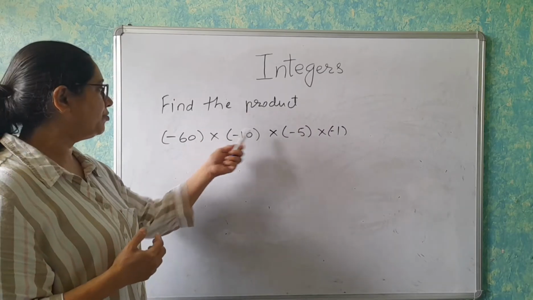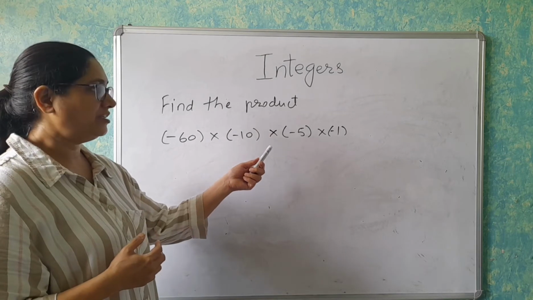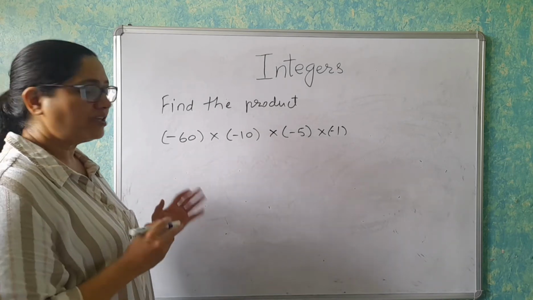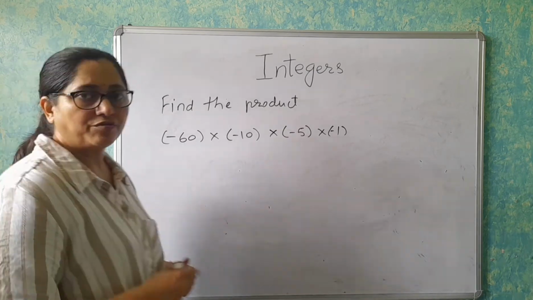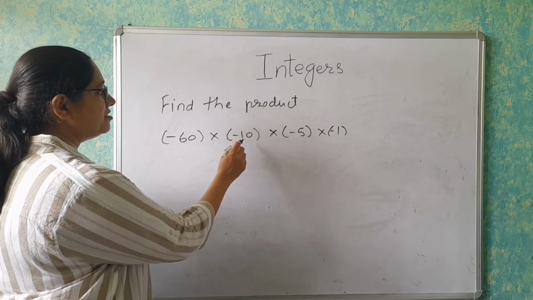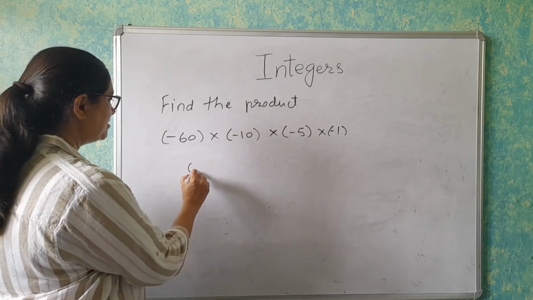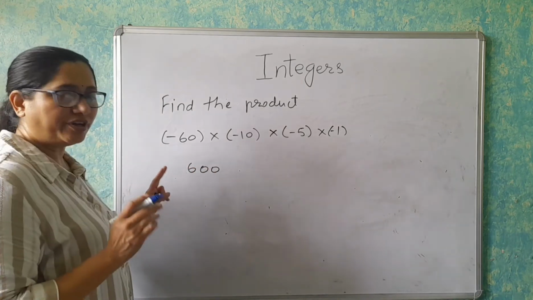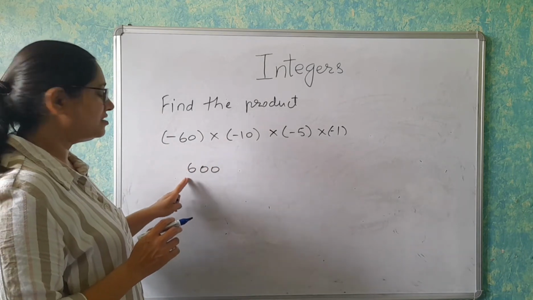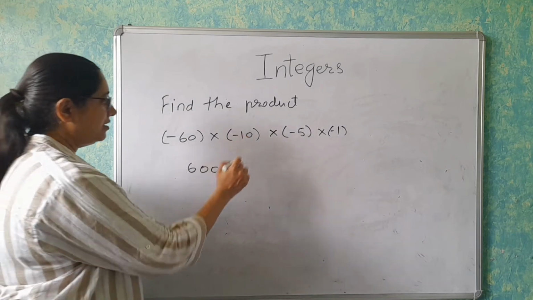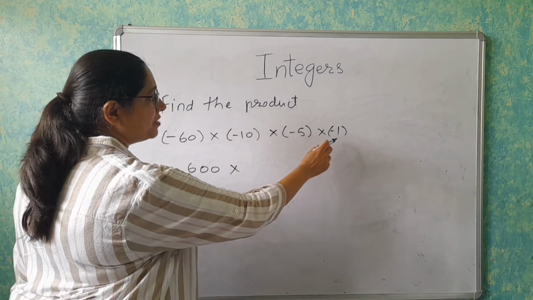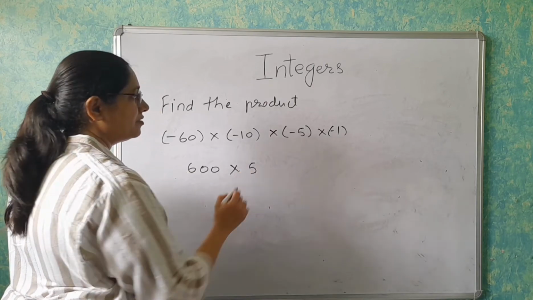Again, we have to find the product of these four integers. See, there are four integers, so associative law cannot be applied. First, we will multiply these two integers. Minus 60 multiplied by minus 10 is 600. And I don't have to put any sign because minus multiplied by minus is always plus. Then I have to multiply it with minus 5 multiplied by minus 1 is 5.